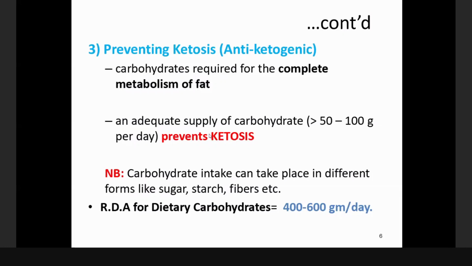The oxaloacetate goes to the gluconeogenesis pathway, and there is a high accumulation of acetyl-CoA. From this acetyl-CoA, our body can make ketone bodies. And individuals will develop ketosis if there is an inadequate supply of carbohydrates. If we supply enough carbohydrates, individuals are prevented from ketosis, since fat oxidation will be complete.